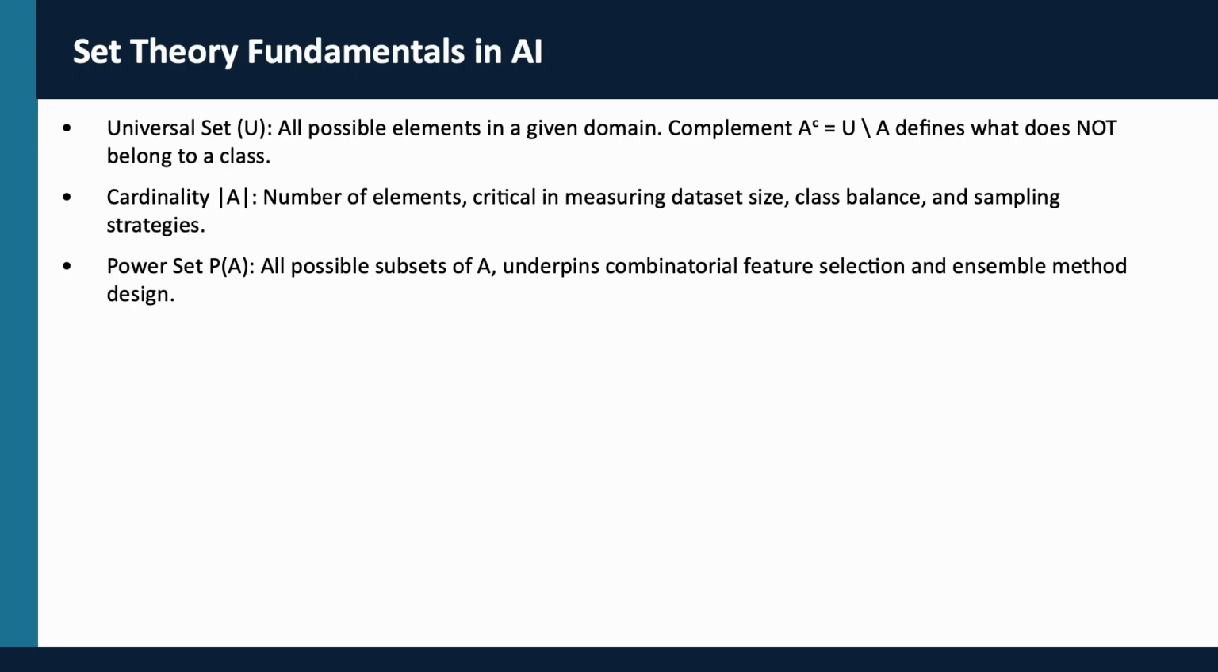Universal set U: all possible elements in a given domain. The complement, A^c, is equal to U minus A, and defines what does not belong to the class. Cardinality, written |A|, is the number of elements, critical in measuring dataset size, class balance, and sampling strategies. Power set P(A): all possible subsets of A, which underpins combinatorial feature selection and ensemble methods design.